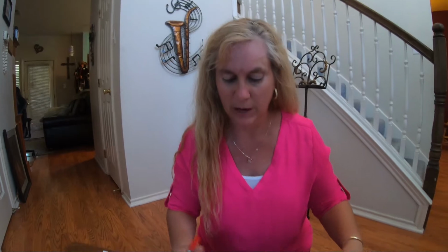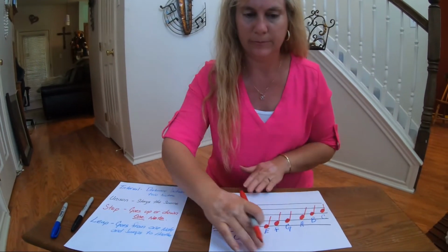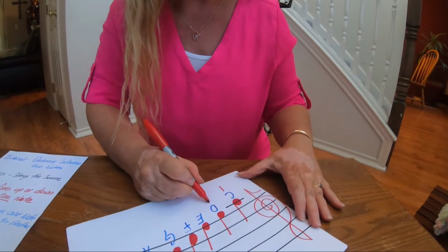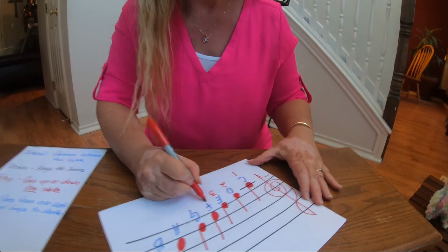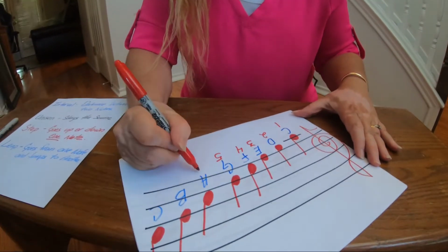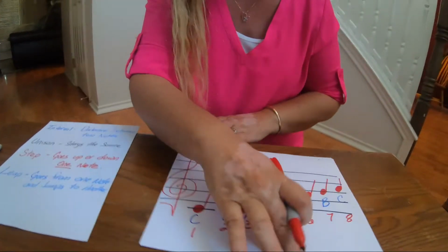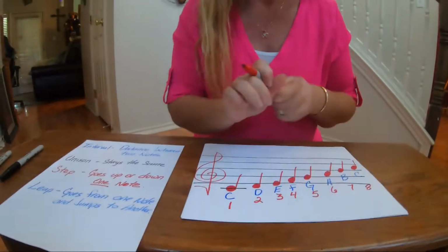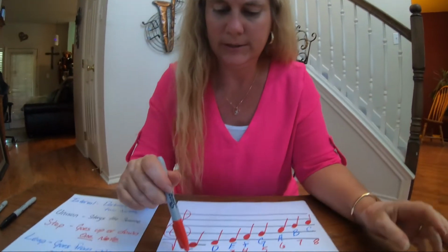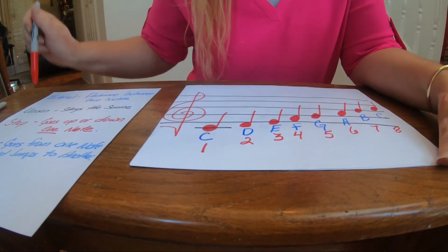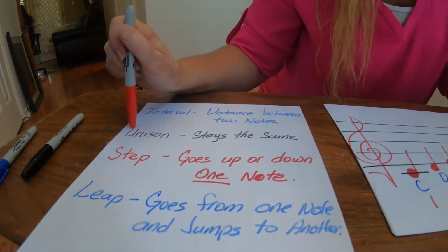All right, now I want you to get out your scale from last week that we drew, how we practiced drawing our notes. Now, on our scale, we're going to go like this. 1, 2, 3, 4, 5, 6, 7, and 8. Okay? Now, when we talk about intervals, if we stay on 1, and we repeat this note and go C, C, and it stays the same, it's a unison.